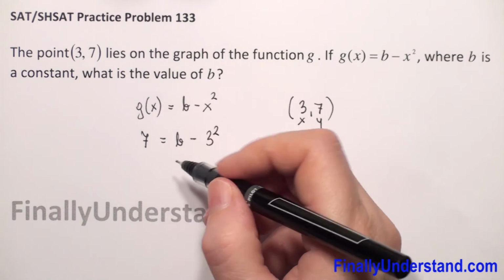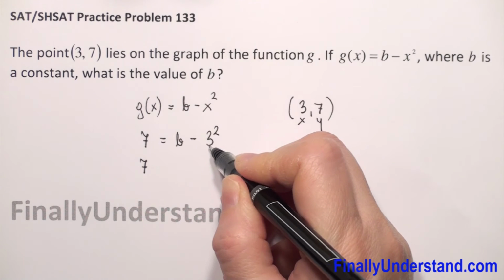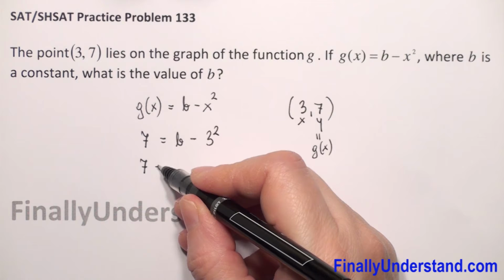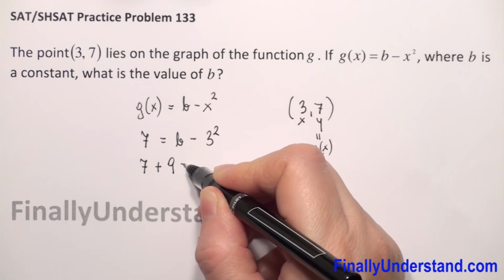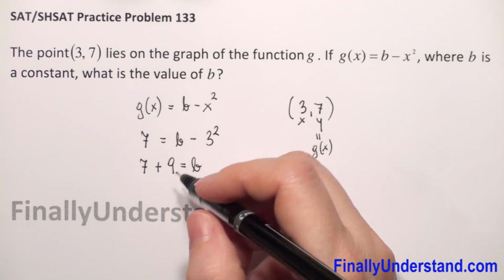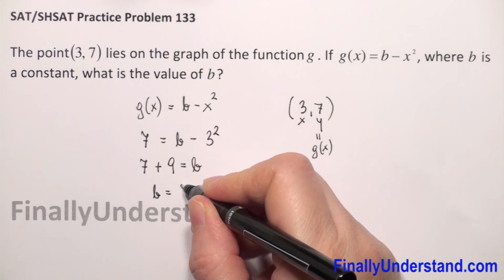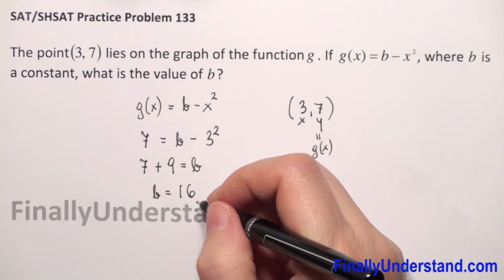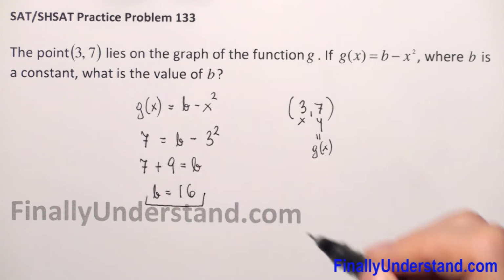So let's copy 7. We will move negative 3 to second power to the left side, so it will be positive, and 3 to second power is 9. This is equal b. So let's change the sides, and we have that b is equal 9 plus 7 is 16. So we have value of b.